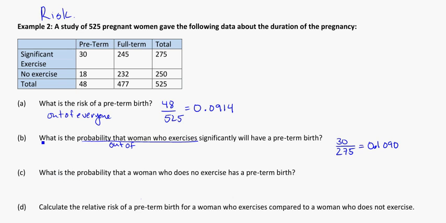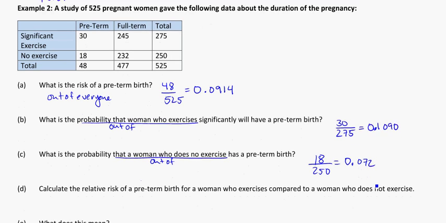And they could have also phrased that question as, what is the risk of someone who exercises significantly having a preterm birth? Okay, next question. What is the probability that a woman who does no exercise, that's given to us, we know that. That becomes the out of category. And so out of the women who do no exercise at all, which is 250 of them, the risk of a preterm birth for that group is 18. So 18 out of 250 is 0.072.